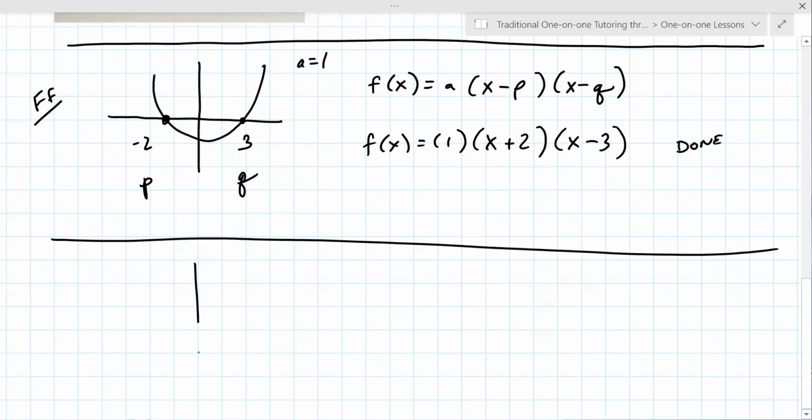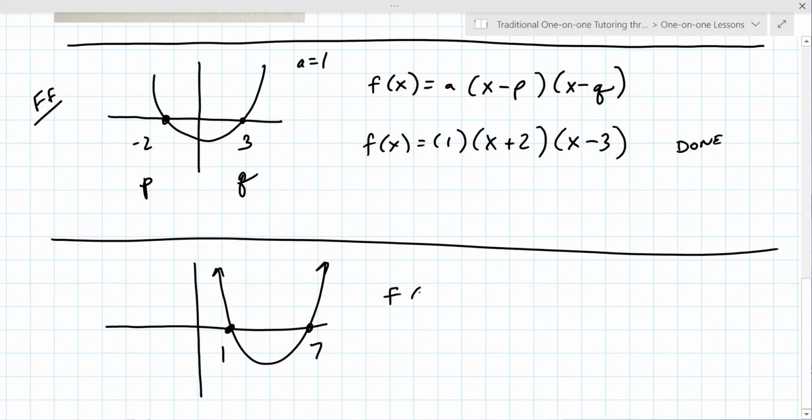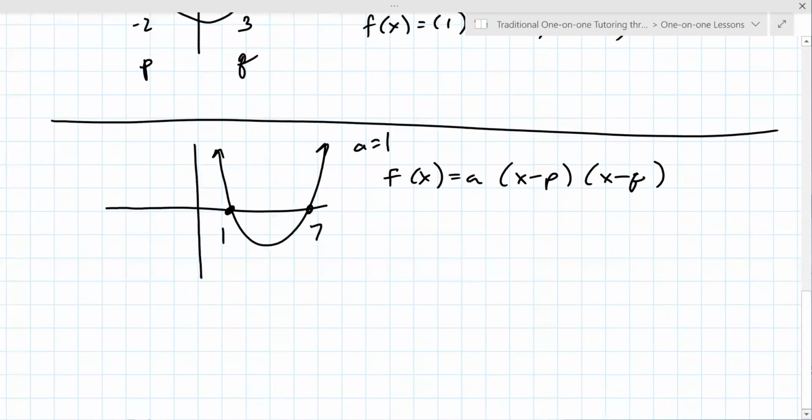I think I heard something there, like, what else am I supposed to do on this problem? And it's like nothing. So this is 1 and this is 7. You're going to write x minus p, x minus q. A is going to equal 1. All right. So then you'd have 1 parentheses x minus 1 and x minus 7. Perfect. Okay, let's do another one.